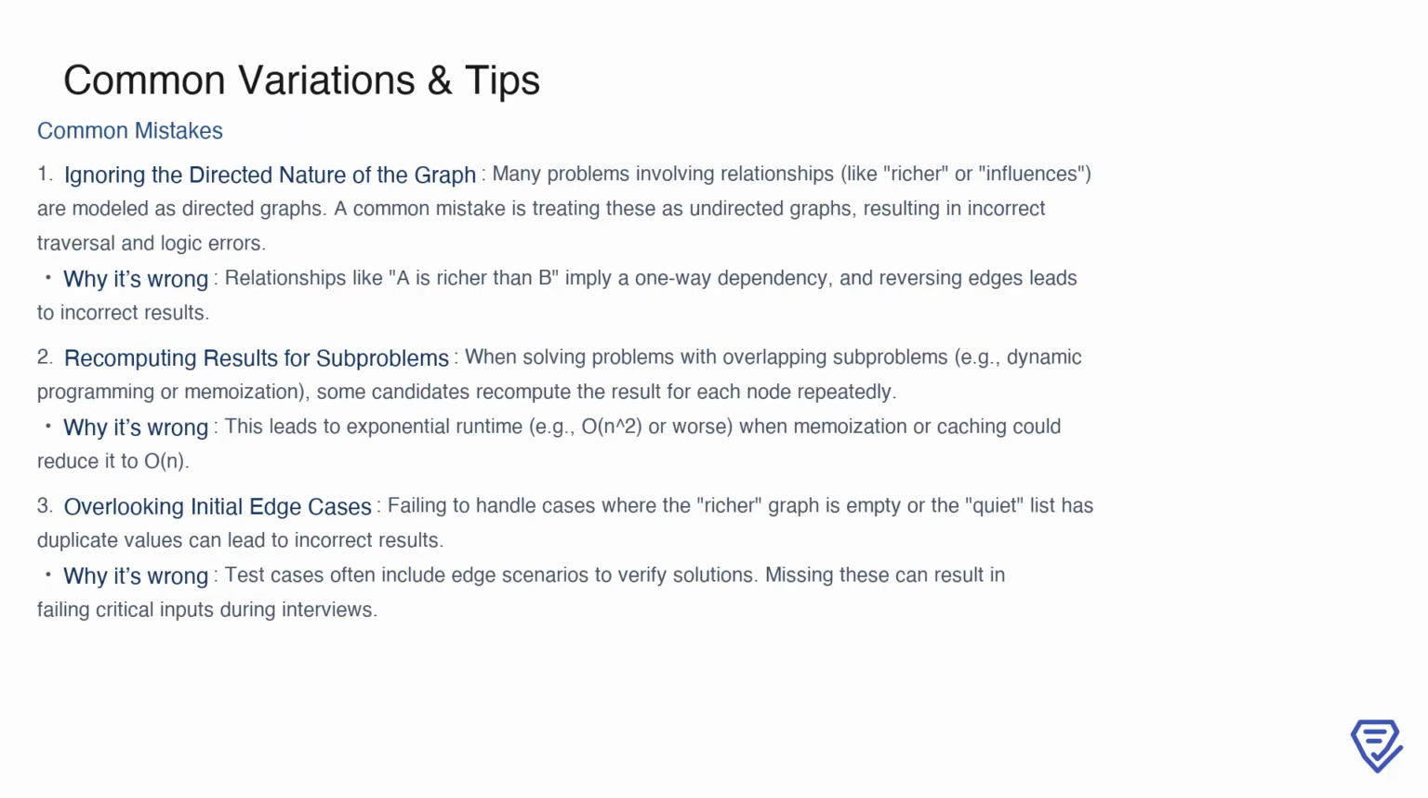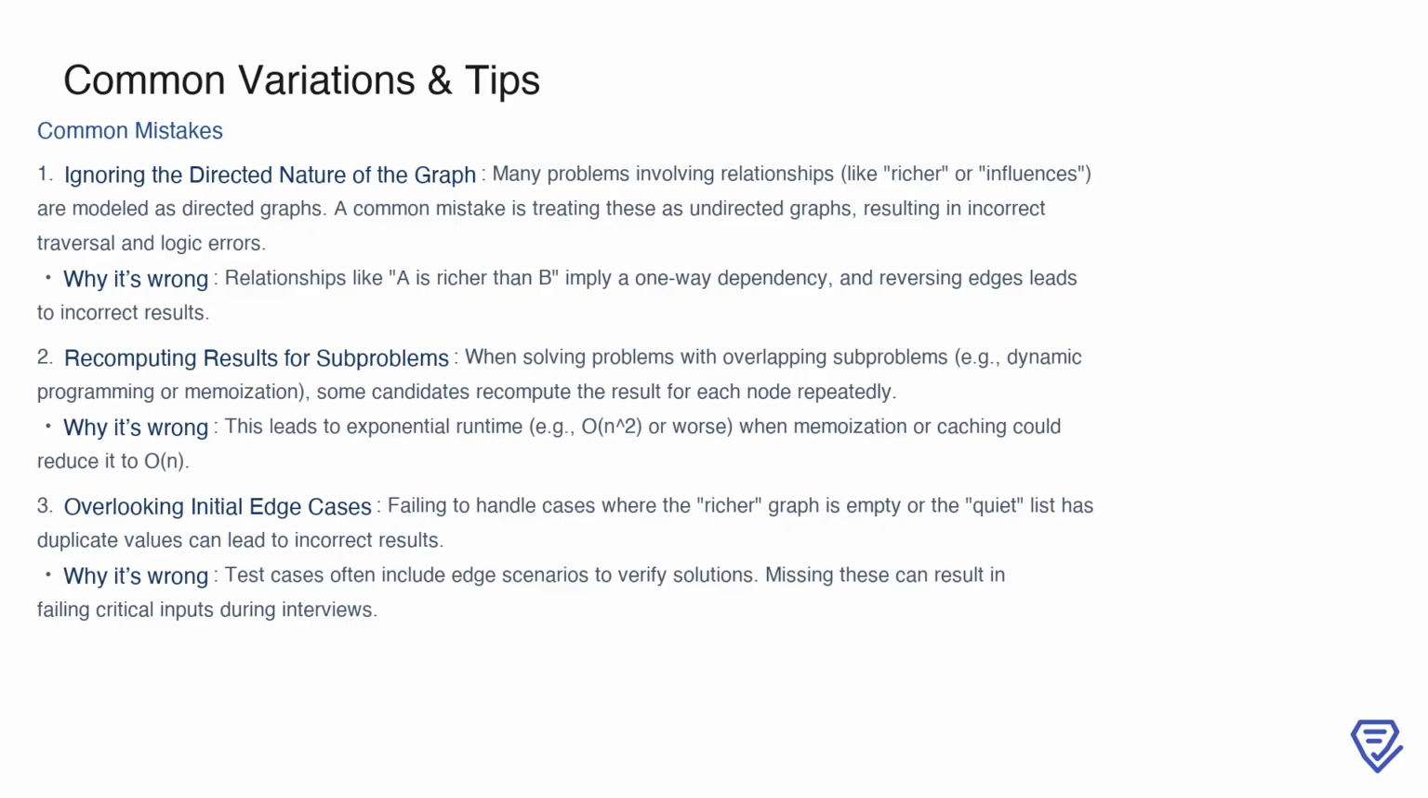In graph-based problems like Loud and Rich, it's crucial to understand the directed nature of the graph. Relationships such as A is richer than B imply a one-way dependency, meaning the information flows from A to B but not the other way around. Treating the graph as undirected can lead to traversal errors, where you might incorrectly assume relationships are mutual.